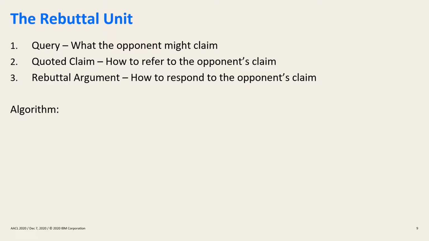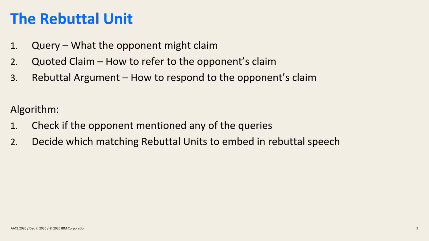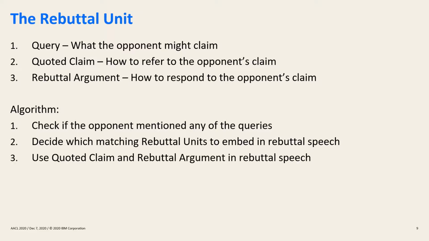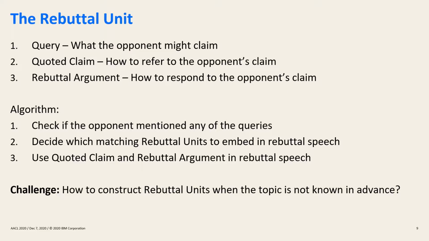Okay, so to make this more explicit, the algorithm would be to check if the opponent mentioned any of the queries. Suppose we have several rebuttal units, we will check each query in each rebuttal unit. Then decide which rebuttal units were actually made and which of them should be used in the rebuttal speech. We'll use the quoted claim to refer to what the opponent said, and the rebuttal argument to make the actual rebuttal in the speech. The challenge is therefore to construct rebuttal units when the topic is not known in advance. And more importantly, when we don't know what the user would say in advance.